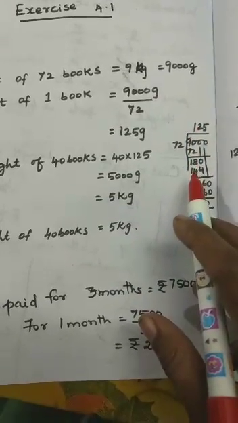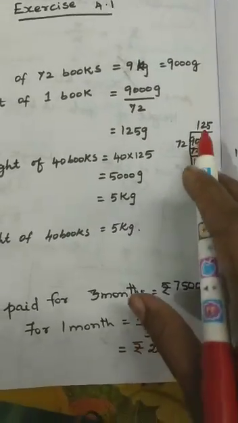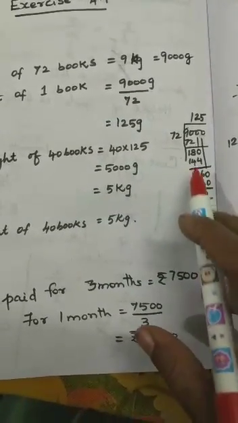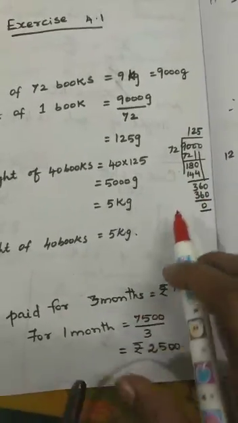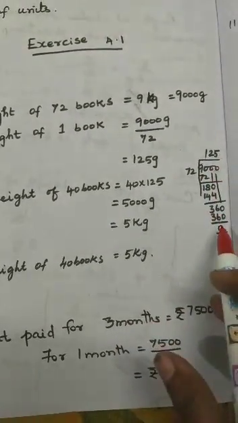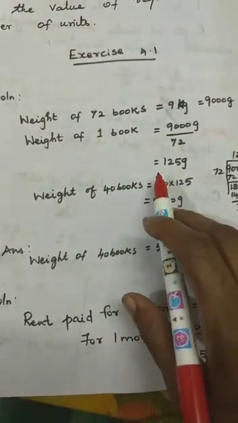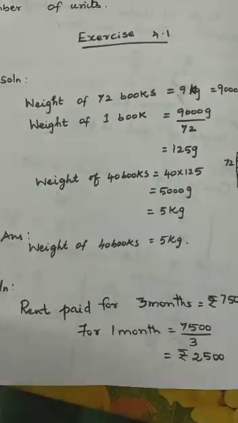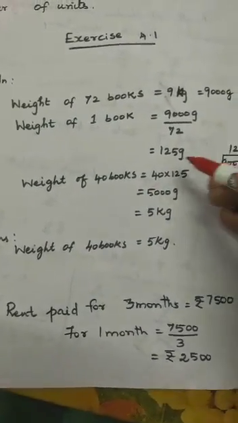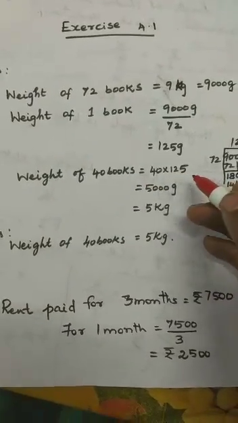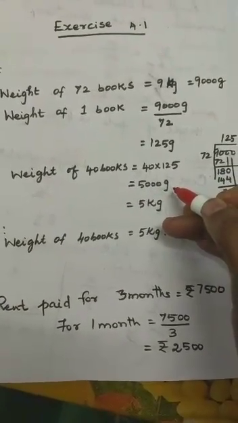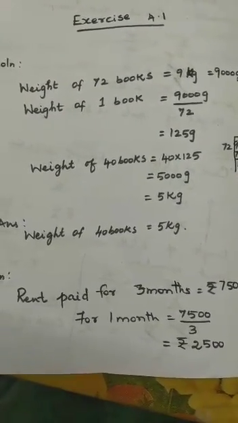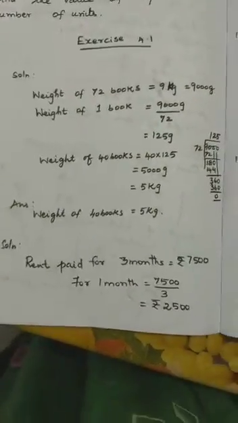1 times 72, remainder 18, then bring down 0, then 2 times 144. Okay. Then again you subtract, 36, bring down 0, 360. Then 72 5s are 360. Now one book weight is 125 gram. You have to find weight of 40 books. We know one book weight. So 40 into 125 is equal to 5000 gram. That is 5 kg. Okay. Now we have found the weight of 40 books, that is 5 kg.